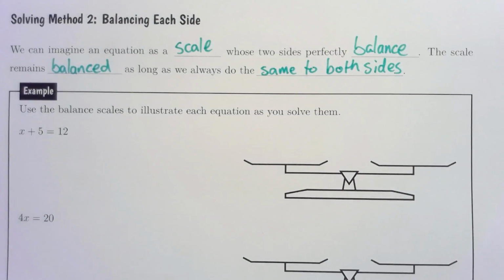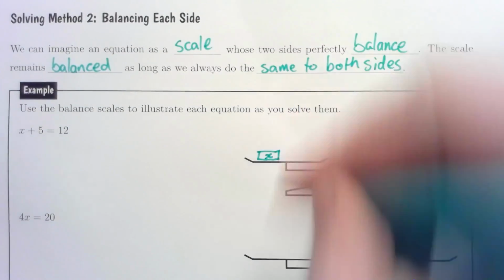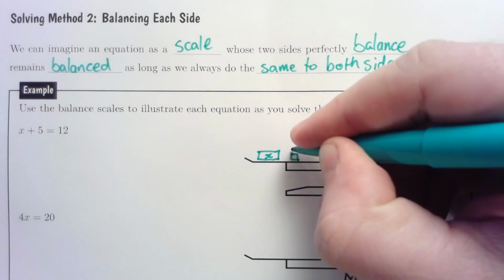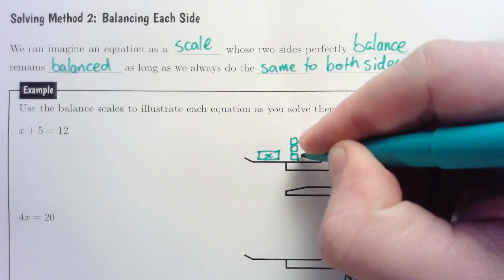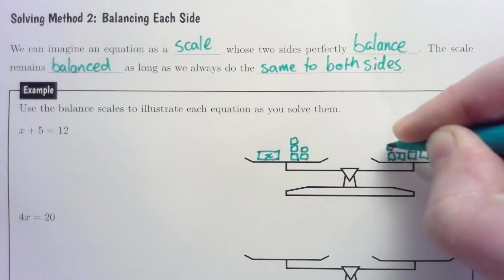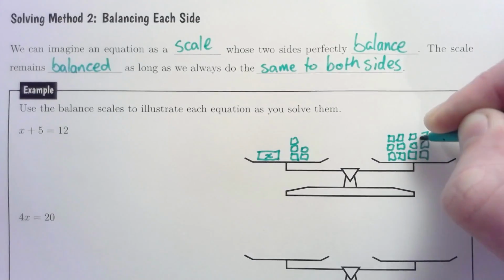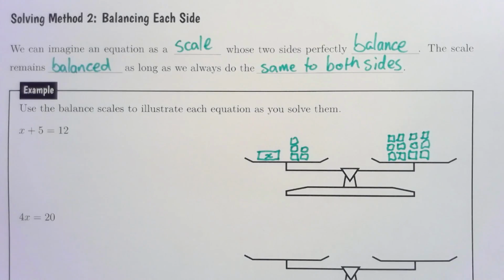Let's illustrate the equation x plus 5 equals 12. We can represent the variable x with a bar of unknown weight, and each of 5 and 12 can be represented using unit blocks. Now we know that this scale will be in balance because the equation tells us that these two values are equal.